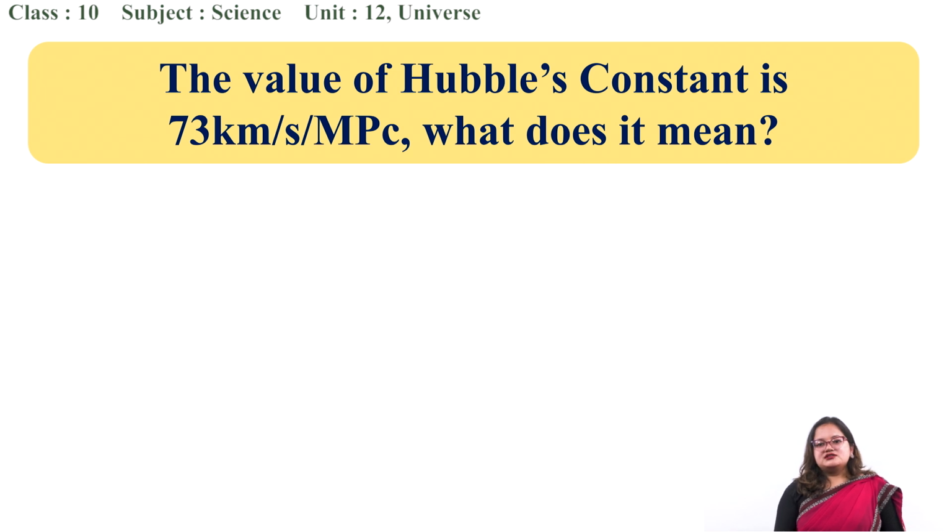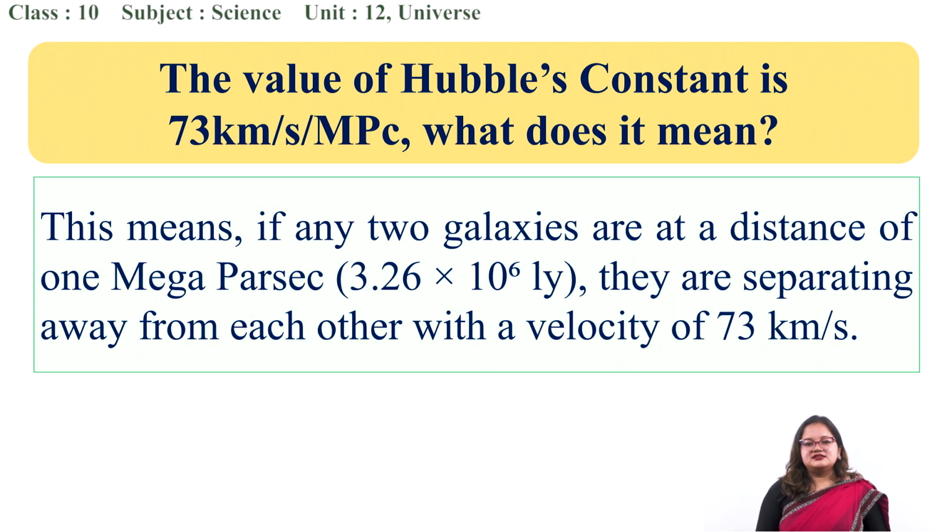If you are asked this question, you should be clear that it means if two galaxies, let's say the Milky Way galaxy and the Andromeda galaxy, are at a distance of 1 megaparsec, we are just assuming, then they will be moving away from each other with a velocity of 73 km per second. This is its meaning.